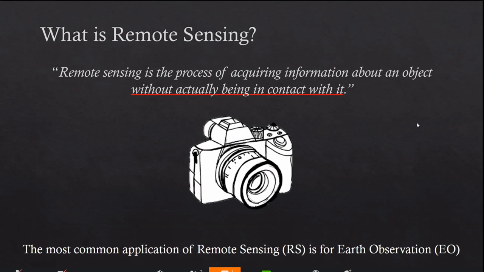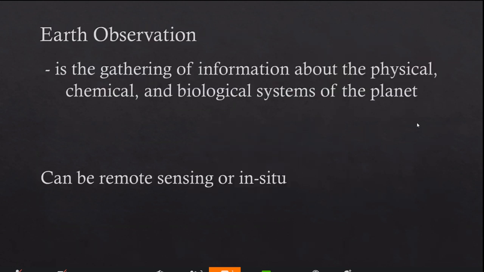There has been some mention about Earth observation by the previous speaker, Alexander Volker, yesterday. So just briefly, what is Earth observation? It is the gathering of information about the physical, chemical or biological aspects of our planet, and this can be done by remote sensing or in situ, in other words, by being in contact with the object that we are measuring.